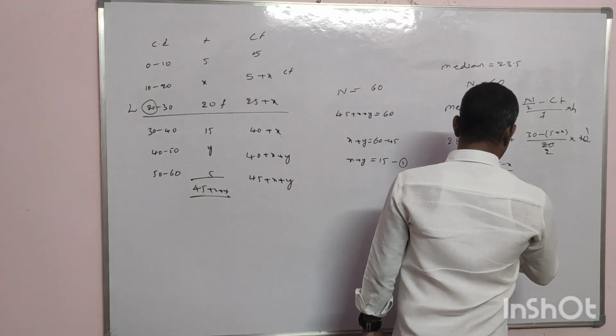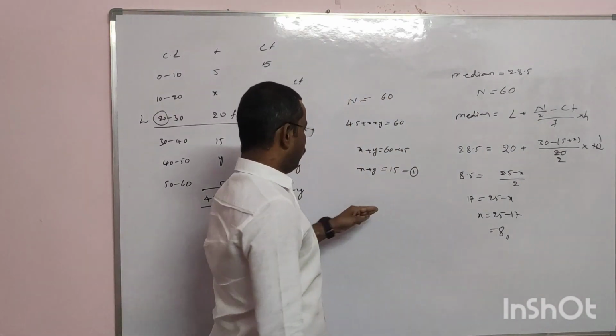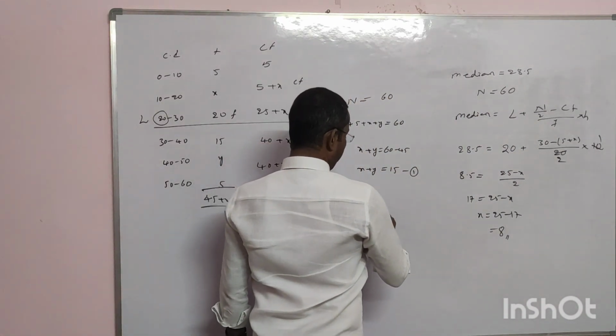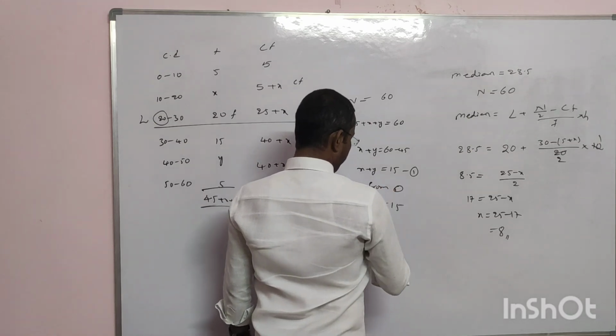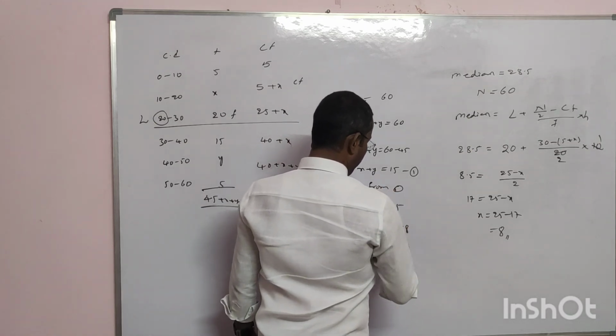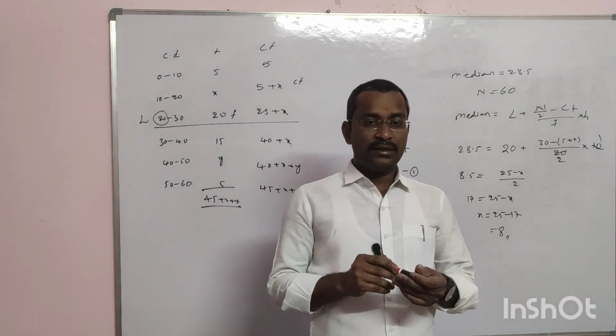x is equal to 25 minus 17. That is equal to what, Nana? 8. Substitute here: 8 plus y is equal to how much? You can write here from equation 1. So y is equal to 15 minus 8. How much, Nana? 7.